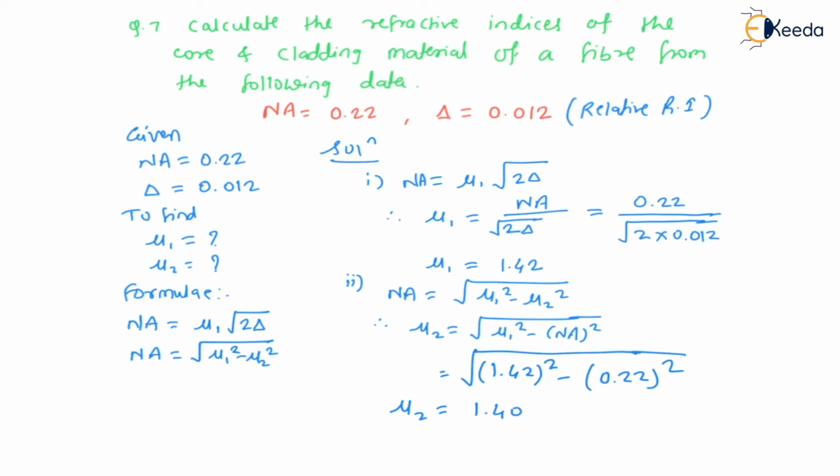1.40. Here they have given the value of NA and delta, that is the relative refractive index, and we have to find out the refractive indices for both core and cladding. By doing calculations, we have already found out the values. This is mu1, the refractive index of the core medium, and this is mu2, the refractive index of the cladding. I hope you understood the problem now. Now we'll go for the next one.